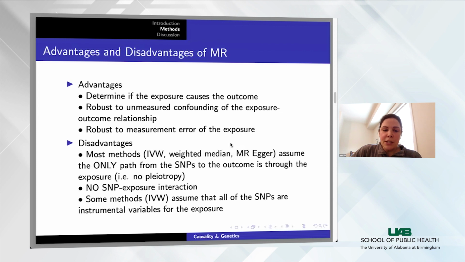So most of the MR methods, especially IVW, the inverse variance weighted method, the weighted median method, and the MR-Egger approach, the three most popular approaches, they all assume the only path from the SNPs to the outcome is through the exposure, that we don't have any pleiotropy. Although MR-Egger does check for pleiotropy, it's not necessarily completely adjusting for pleiotropy. Also, that there's no SNP-exposure interaction on the outcome, which may or may not be true. And also some of the methods, especially IVW, are assuming that all of those SNPs are valid instrument variables for the exposure, which may or may not be true, especially depending on how the SNPs have been chosen.